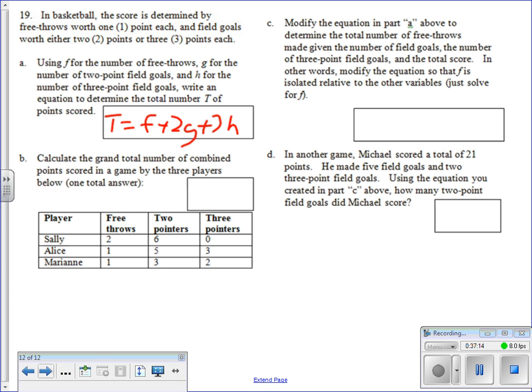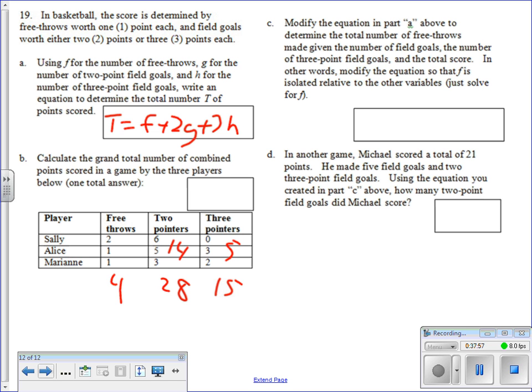Calculate the total number of combined points scored by the 3 players below. So you get 1 total answer. Does it say you have to use the formula? No. So when you see a question like this, all you got to do is figure out how many points they get. So 1, 2, 3. So there's 4 points here. And then the 2-pointers, there's 5 and 3 is 8. 8 plus 6. So that's 14 2-point goals, which is 28 points, right? And there are 5 3-pointers, so that's 15 points for that.